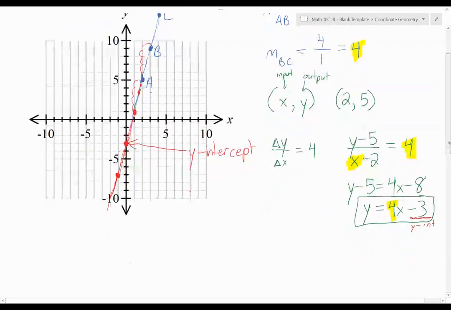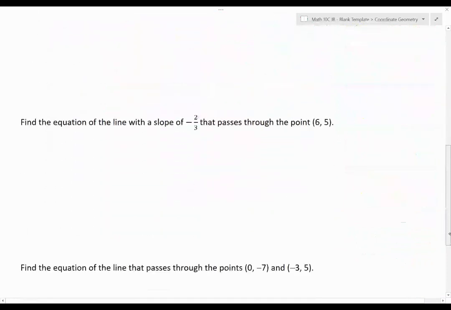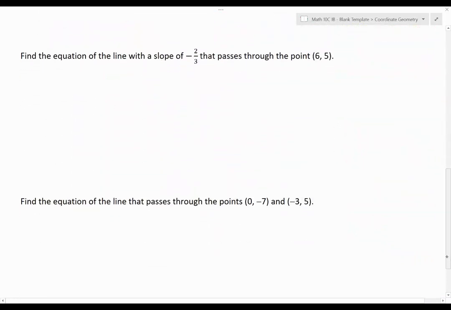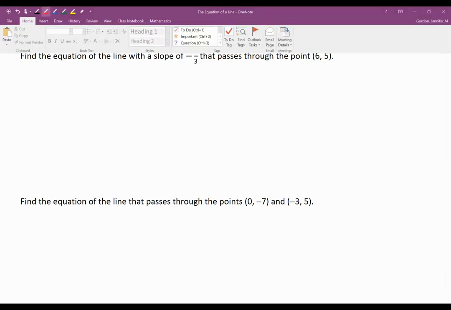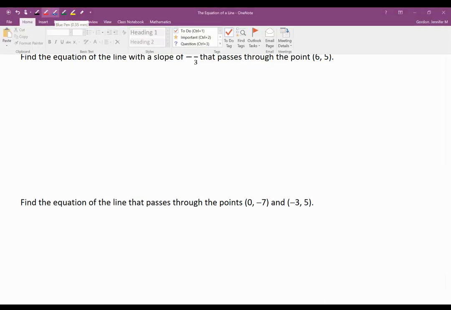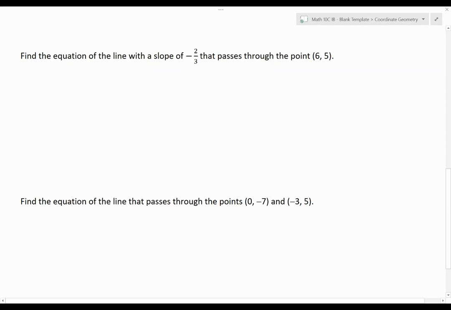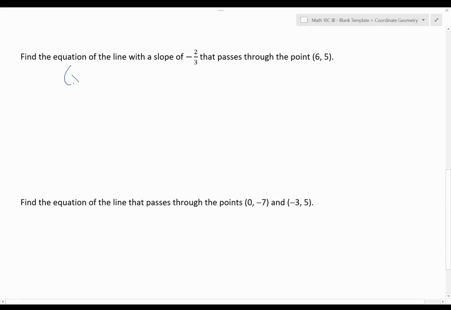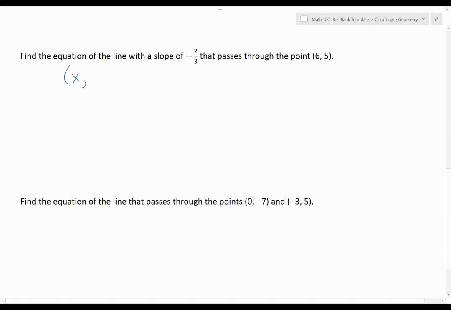All right, so let's go on to some examples where I know some things about two lines, and I want to be able to find their equations. So let's start with the equation of a line, there's only one possible line that has these criteria, a slope of negative 2/3, and it goes through the point 6, 5. So I only know one point on the line, but I do know the slope. And I know that any other point on the line will have to have that slope with the point 6, 5.